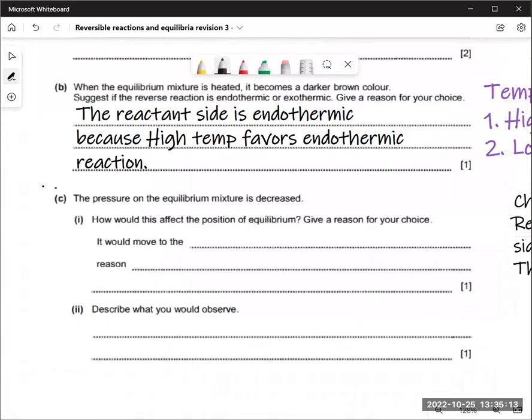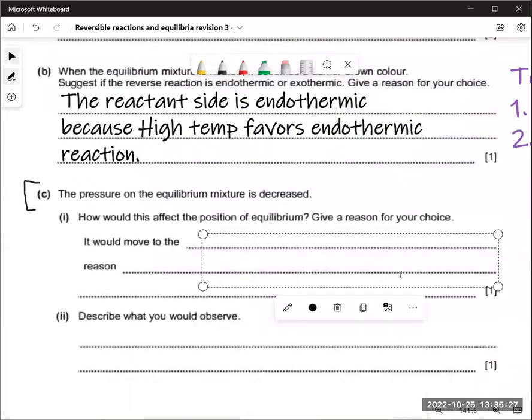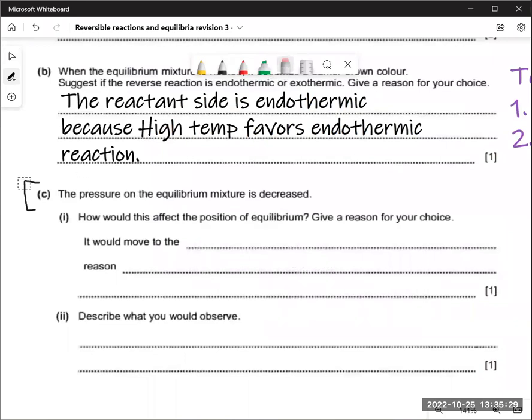Let's read the next question. The pressure on the equilibrium mixture is decreased. How would this affect the position of equilibrium? Give a reason for your choice. Now tell me, what are the rules for the pressure? Pressure effect on equilibrium. What are the rules?